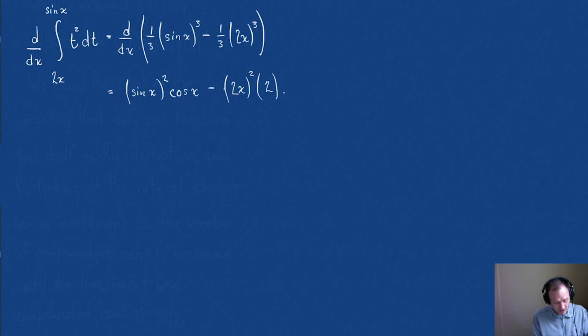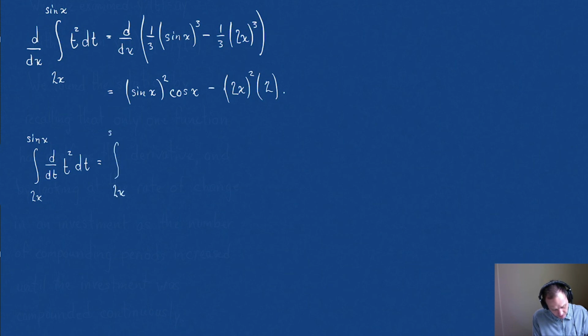So now let's change the problem around and say, what if we're taking the integral from 2x to sine of x of the derivative with respect to x of t squared dt. Well, what happens? If I first take the derivative of t squared, this would give me the integral from 2x to sine of x of the derivative of t squared, that's 2t dt. But when you take the antiderivative of 2t, that's just going to become t squared.